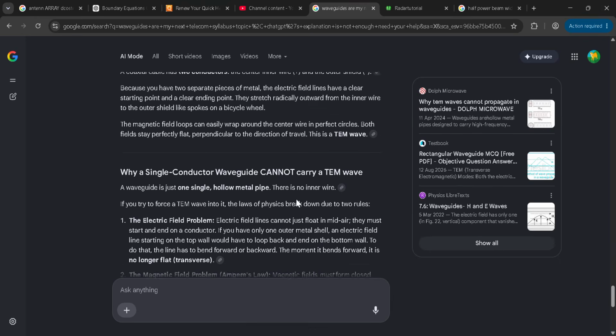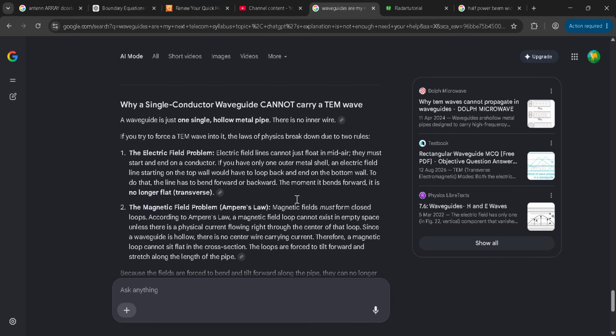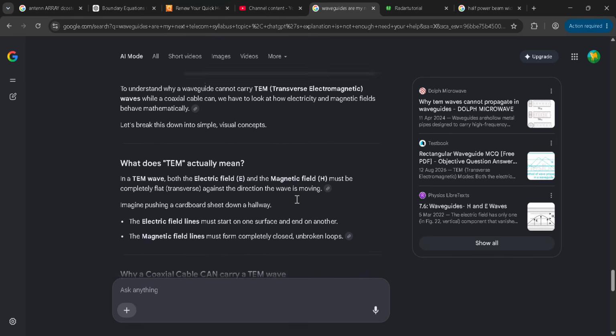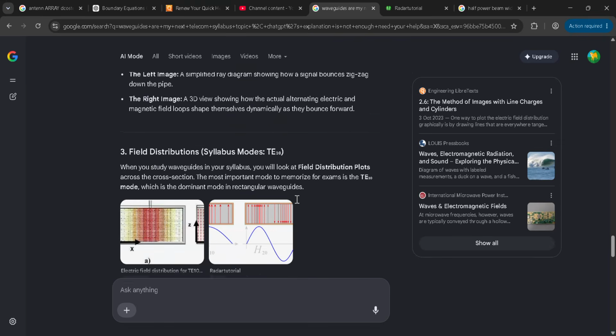Waveguides cannot transmit direct current or low frequency fields. They require a minimum frequency to function, known as the cutoff frequency (fc). Signals below this frequency cannot propagate.